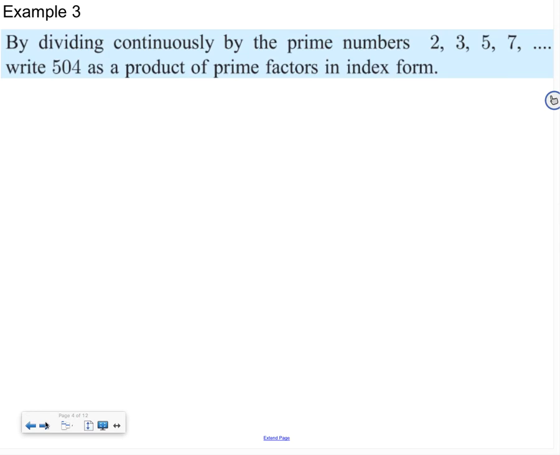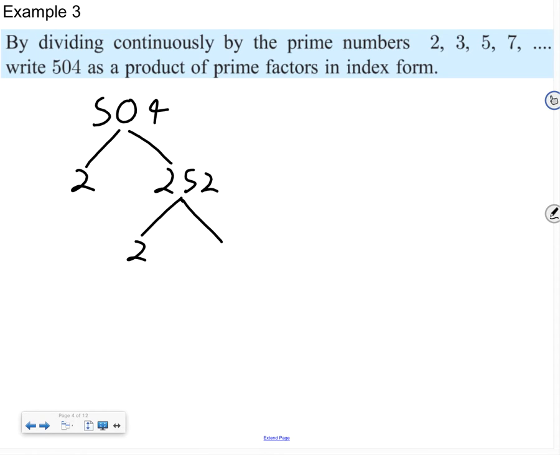Okay, so let's go to example 3. By dividing continuously by prime numbers, we can rewrite 504 as a product of prime factors in index form. I always start with my even numbers, so 504 can be written as a product of 2 and 252. It's still even, so I can break it down into 2 again, and 252 divided by 2 is 126. Break it down into 2 again because it's even, and I'm going to get 63.